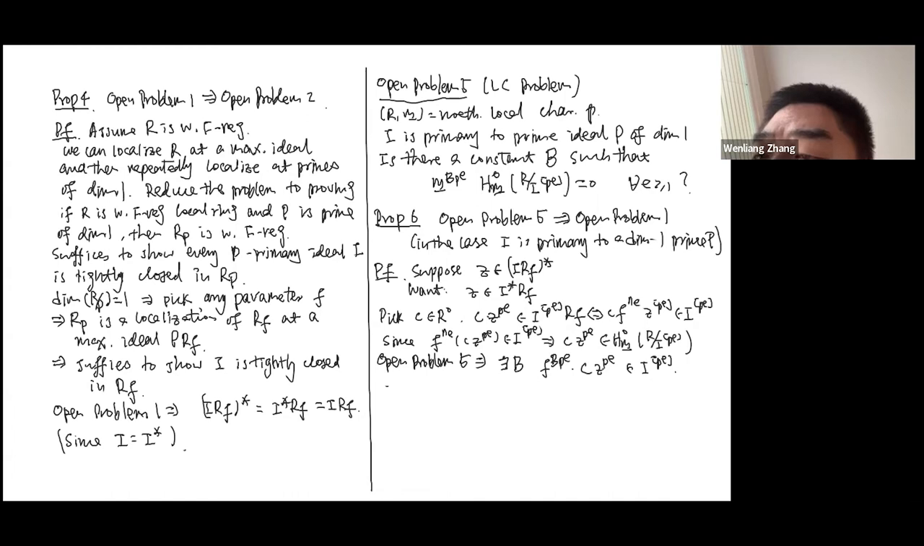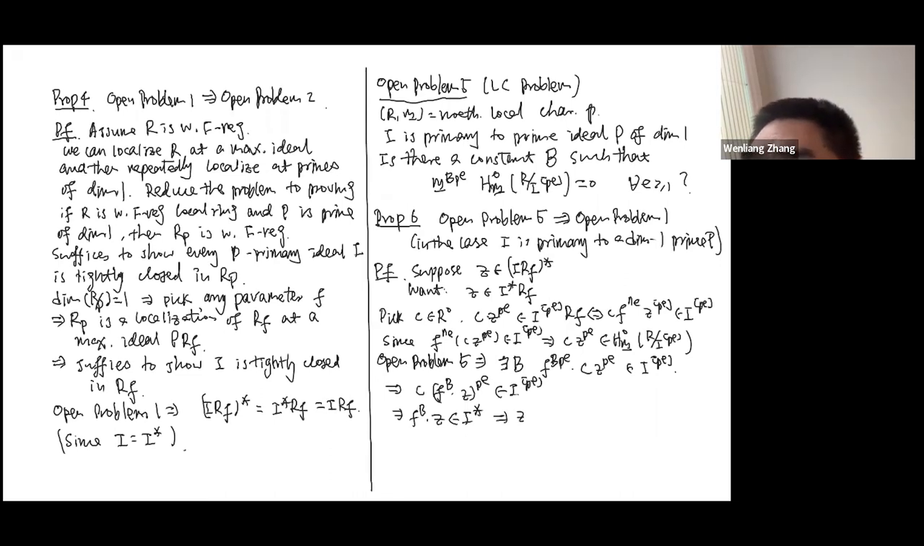But that implies, if I rearrange this product, C times F to the B times Z to the P to the E will be in I to the P to the E, okay? So that means F to the B times Z now belongs to the tight closure of I. And this means Z is in the localization of tight closure, okay? So that's it. That will finish the proof.